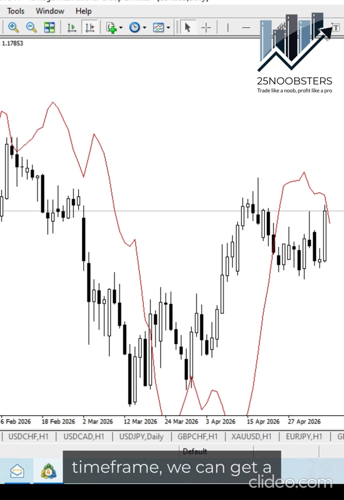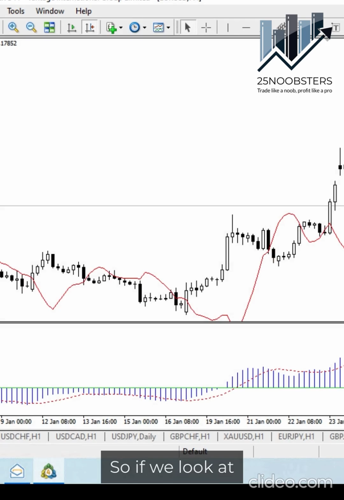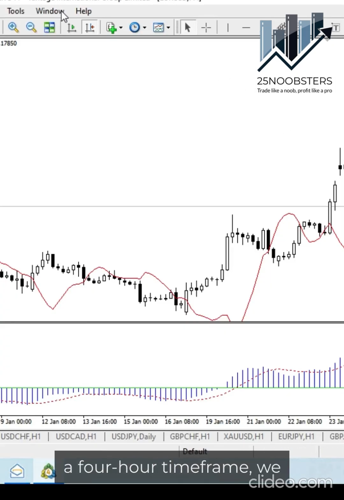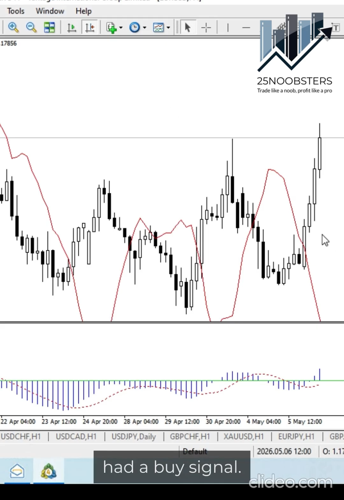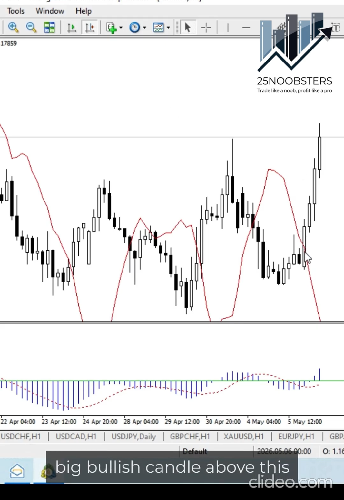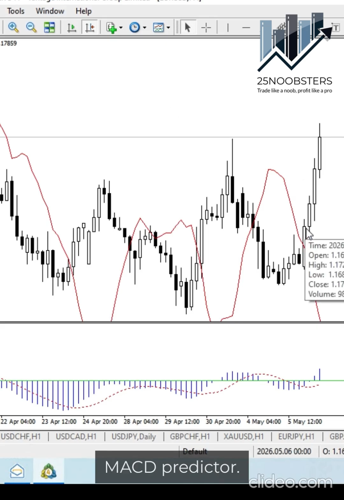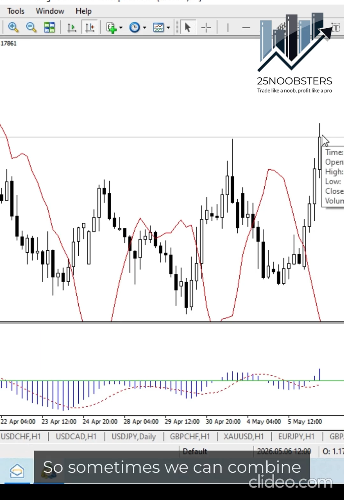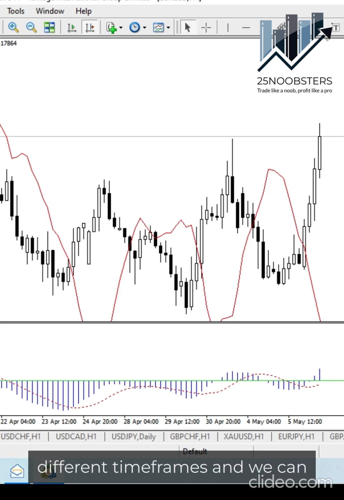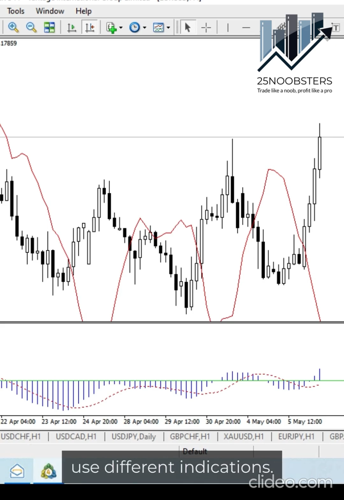However, on the 4-hour time frame, we can get a different picture. So if we look at the 4-hour time frame, we had a buy signal right after the closing of this big bullish candle above this MACD predictor. And if we entered buy, we could have gotten this many pips to the upside. So sometimes we can combine different time frames and we can use different indications.